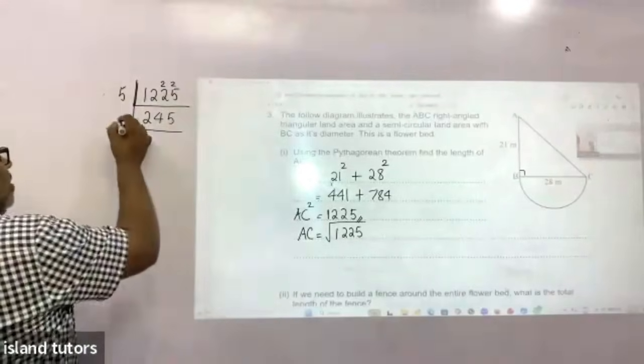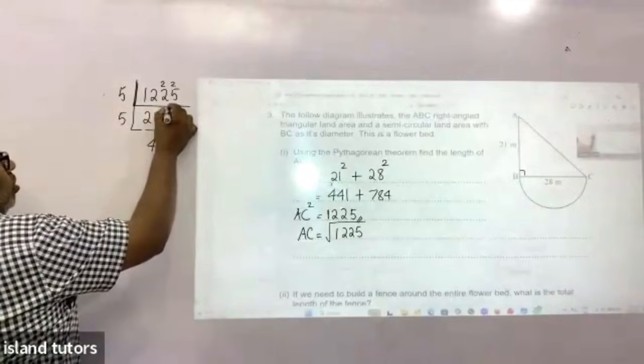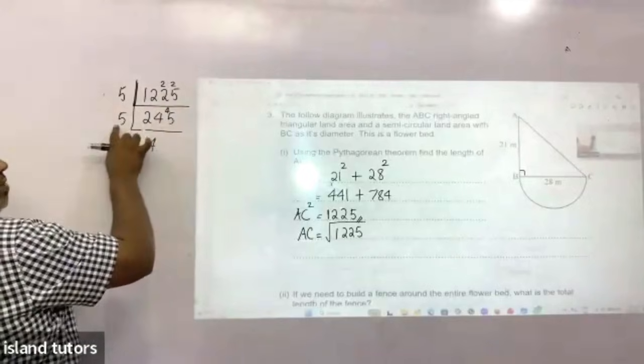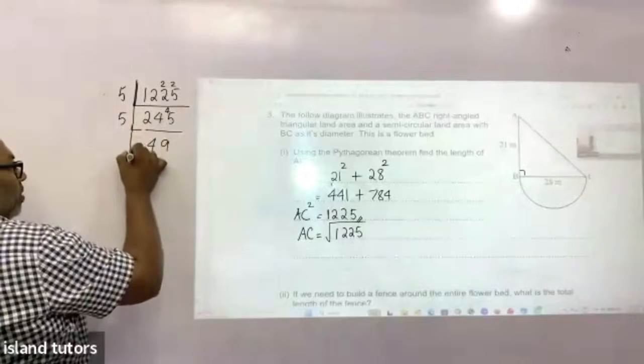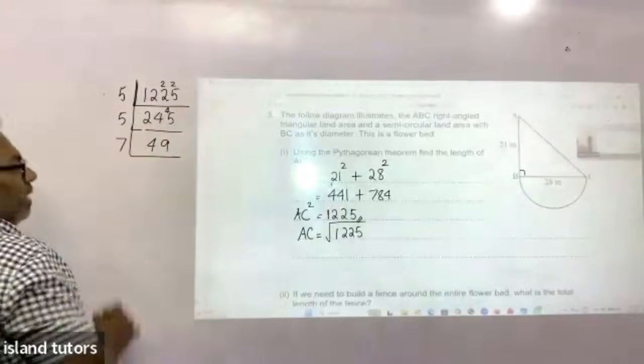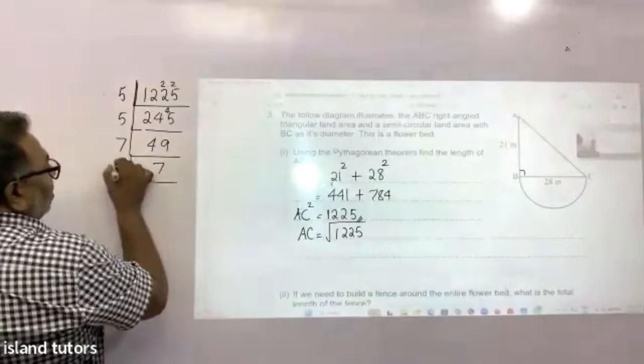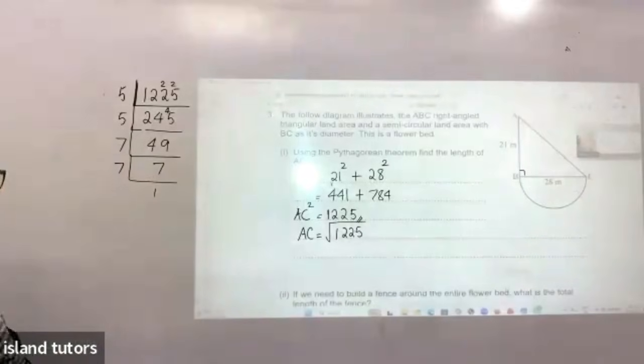245. Again divide by 5. 24 divided by 5 is 4, 4 remainder. 45 divided by 5 is 9. 49 you can't divide by 5. You can divide by 7. 49 divided by 7 is 7. Divide by 7, you get 1.